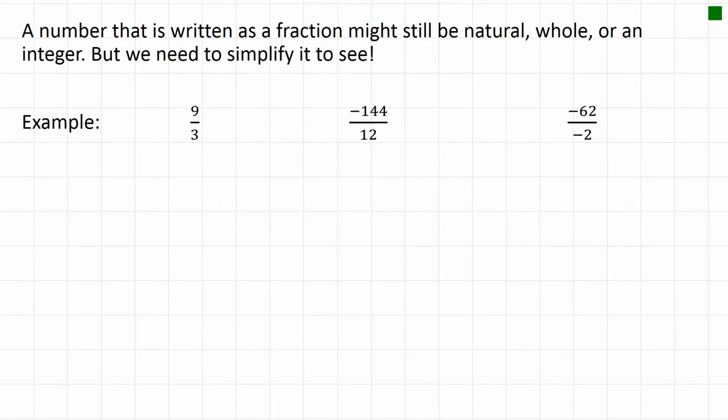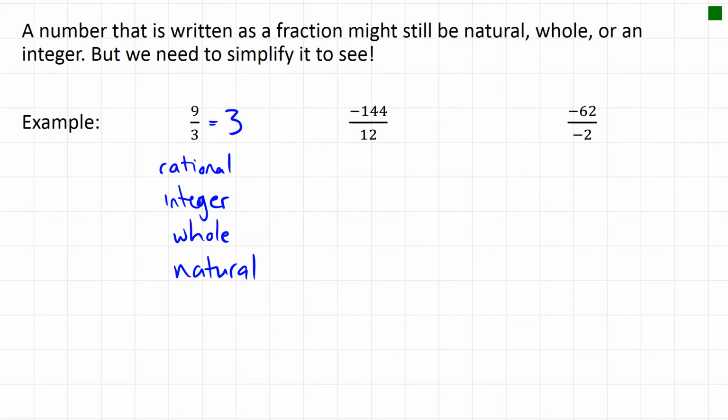The last thing to mention is that a number that's written as a fraction might still be a natural, whole number or integer. It's just that we need to simplify to see if that's true. So for example, 9 over 3 is just equal to 3. So that number is rational. It's an integer. It's whole. And it's natural. It belongs to all of the sets we've talked about so far.